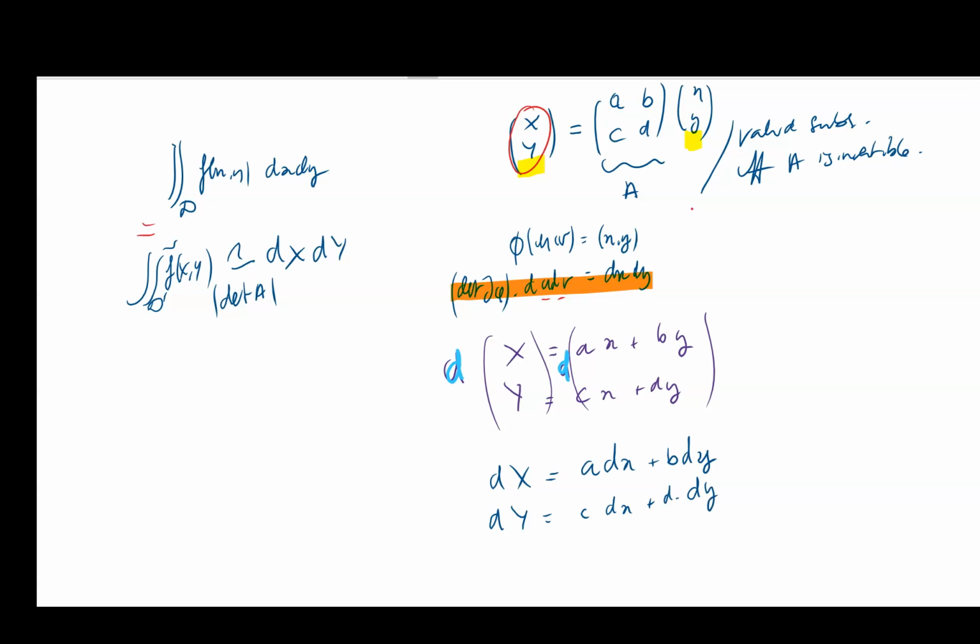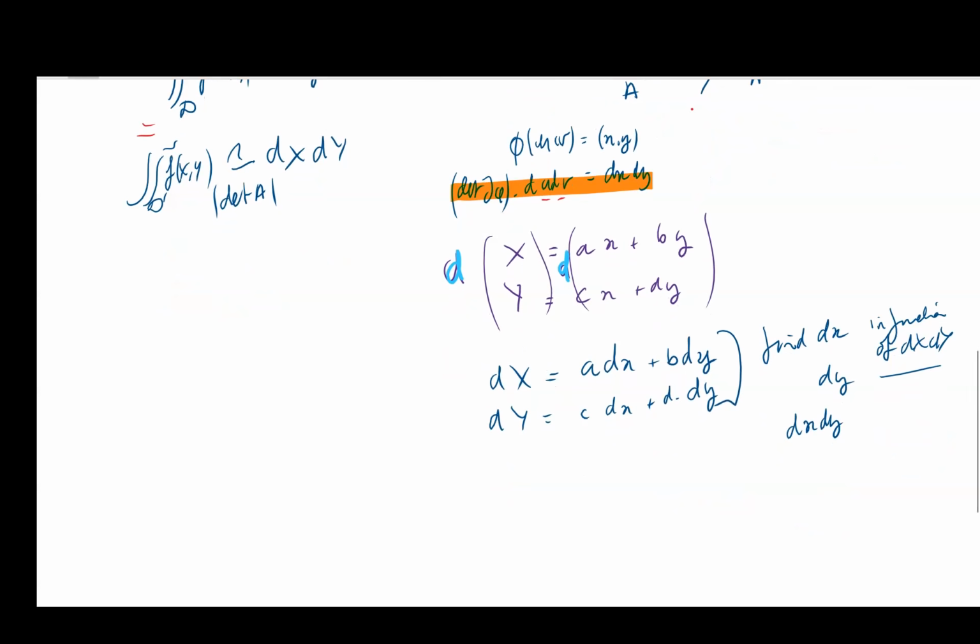If you solve this system, you can find dx with respect to dX and dY, and similarly find dy with respect to dX and dY, and then write what your product dx dy would be equal to. But what would you do actually in the end? You would just invert the matrix a b c d. That would just involve inverting the matrix a b c d. So you could also find it this way, right?